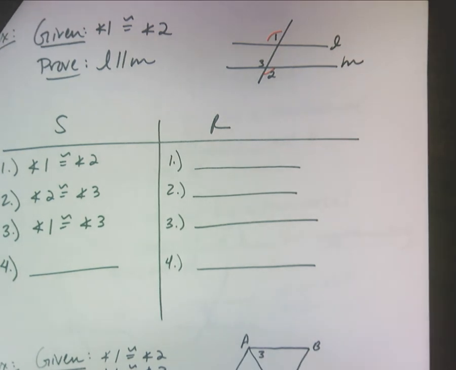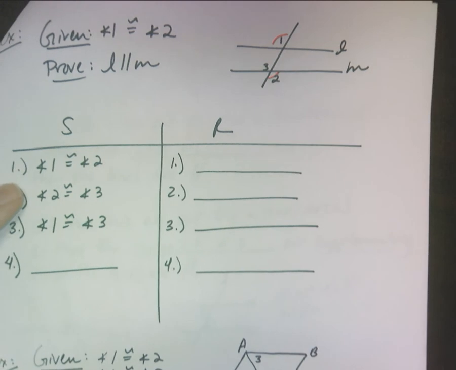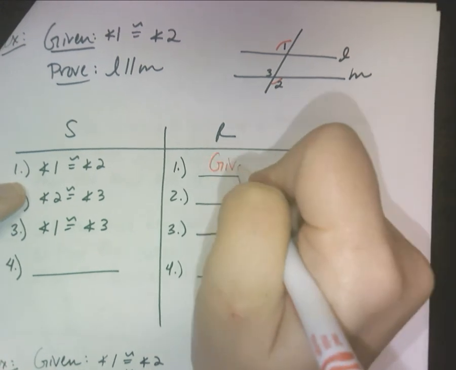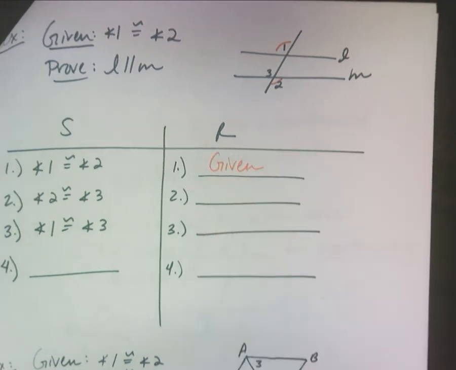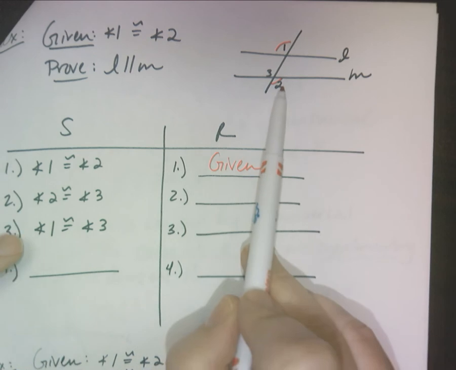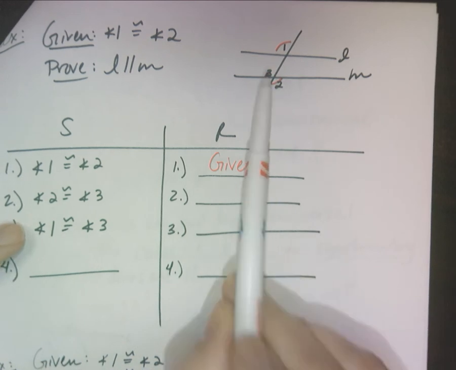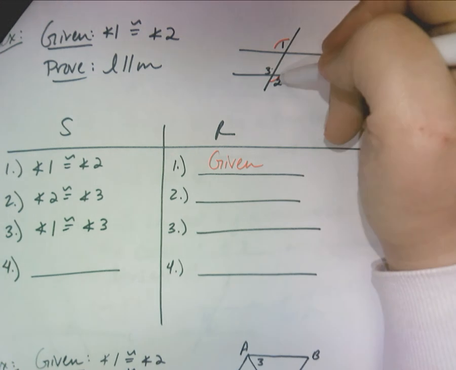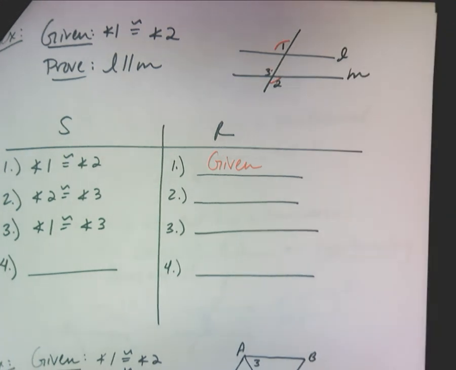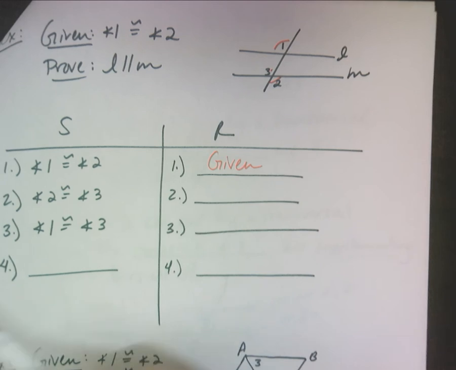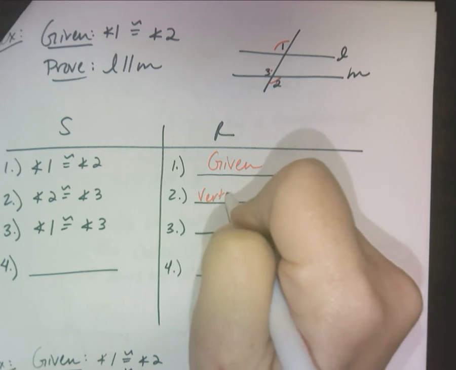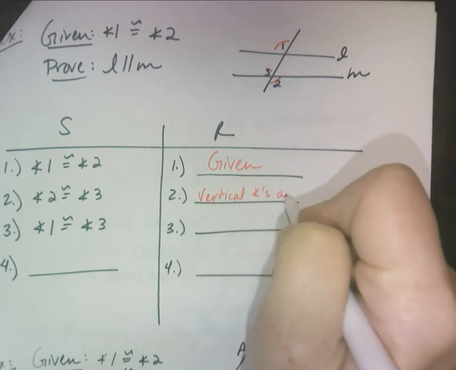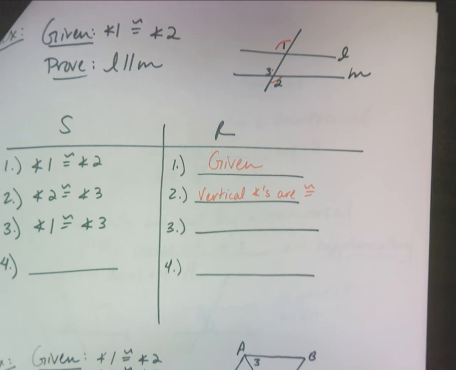All right, so number 1, we know it. Given. If you get one wrong, y'all, you have disappointed me. Number 1, given. All right, number 2, why are 2 and 3 congruent? Why are these 2 congruent? Do you remember what these are called? They're vertical. And we know that vertical angles are congruent. That's literally the reason.